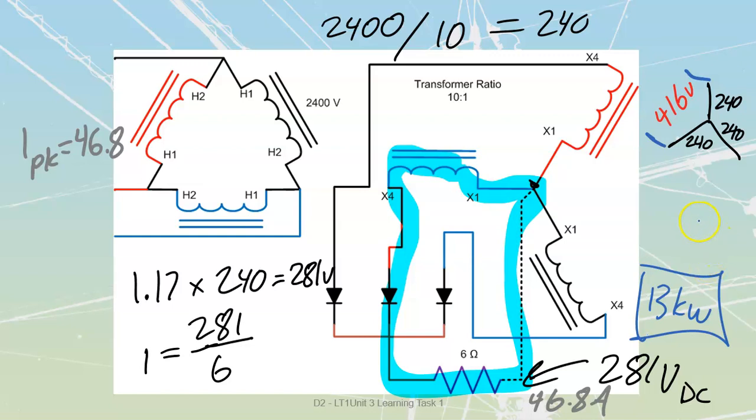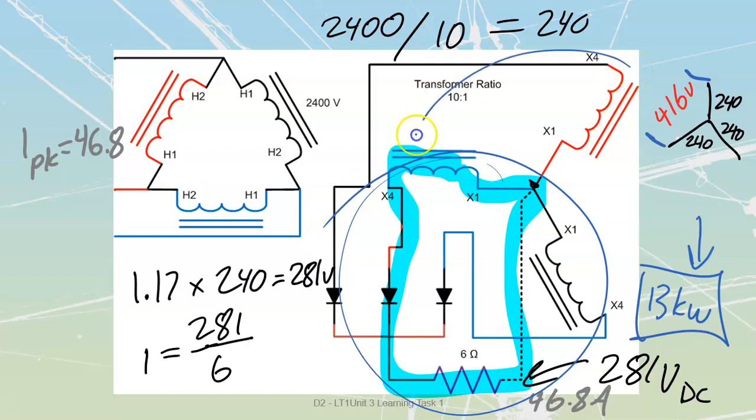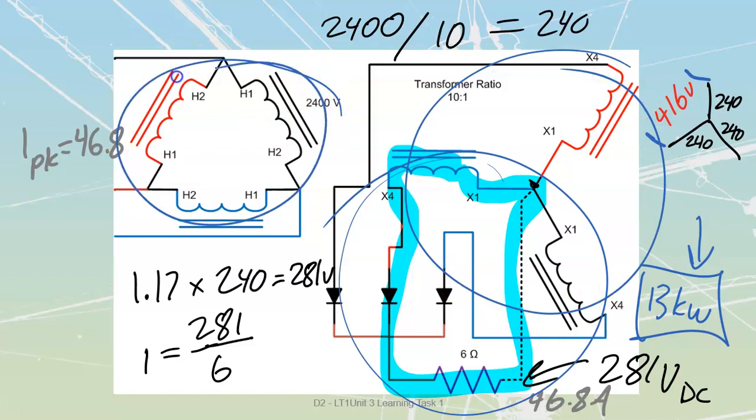Ultimately, what am I taking out of this system? 13 kilowatts. How is that 13 kilowatts getting through here? Well, you're telling me it's coming in through this rectifier circuit. Perfect. It is coming through the rectifier circuit. Well, the rectifier circuit is fed by this transformer winding here, which is being fed by this transformer winding over here. VA in is equal to VA out.